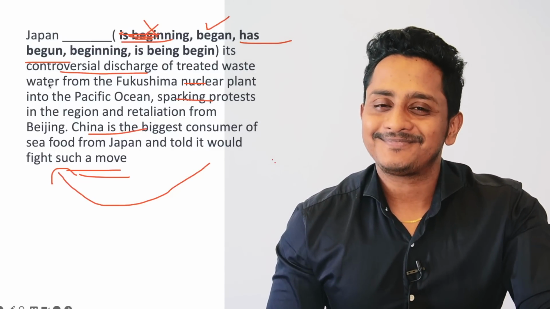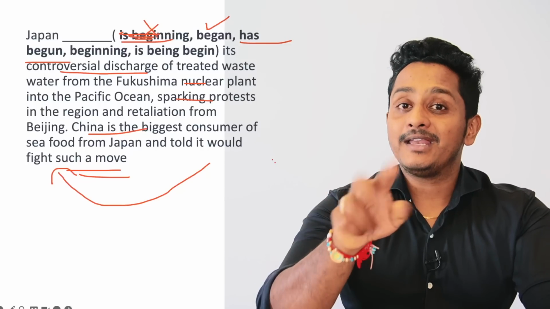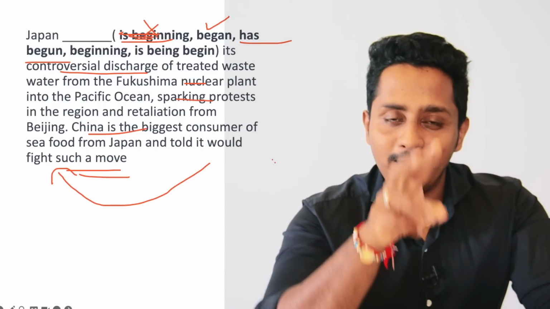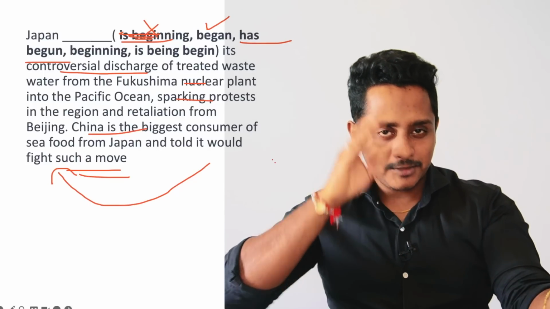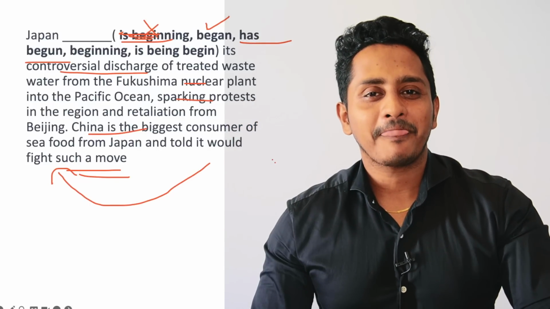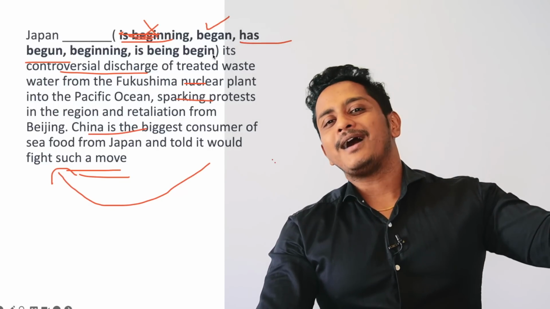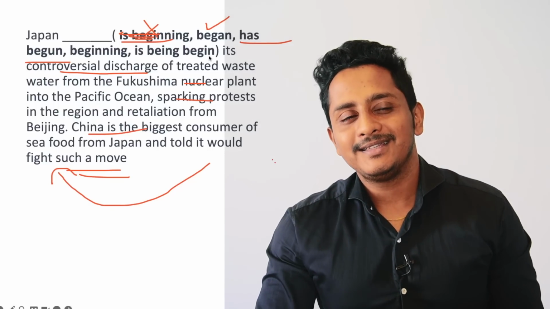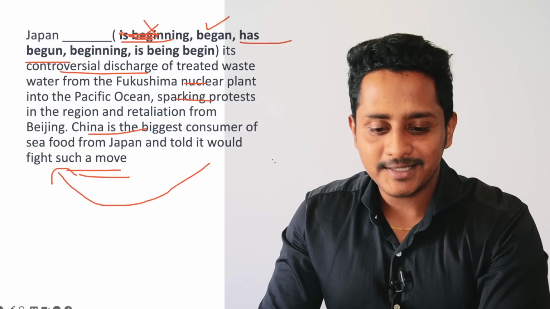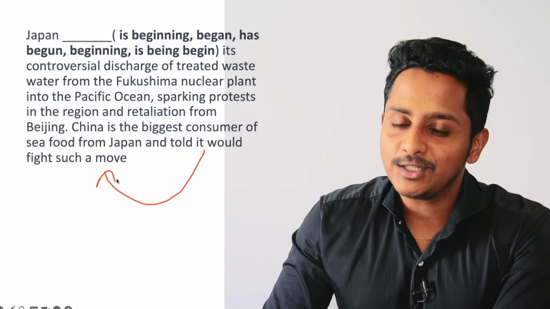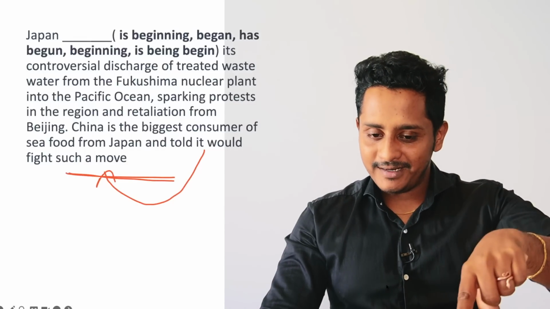Has killed, has begun, has verb 3 will come. Begin, began, begun. Verb 3 will come. Has begun means it's an event in the past, but right now has the effect. Hope you're getting it. So began is just an event happened in the past. That's it. This has happened in the past. Even now it has the effect. So now it is having the effect in Japan. China told it would fight such a move. It has created something. So the effect is still there.